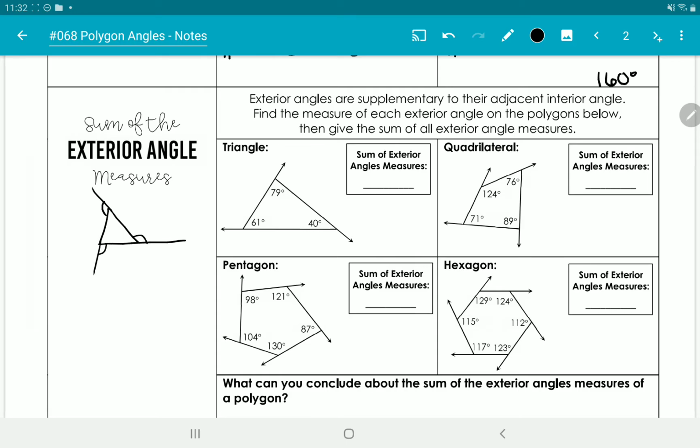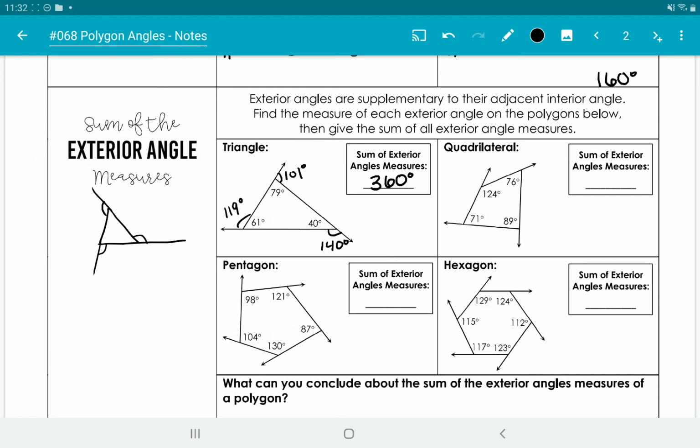Let's look. We know that these are all going to be supplementary. You can see it makes a straight line, so we'll do 180 minus 79, which gives us 101 for the little angle on the outside. 180 minus 40, since again it's a straight angle, gives us 140 degrees. And over here, 180 minus 61 gives us 119 degrees. These are the exterior angles of this triangle, and if we add them all together, we get 360 degrees. So for a triangle, it looks like the exterior angles will always add to 360.